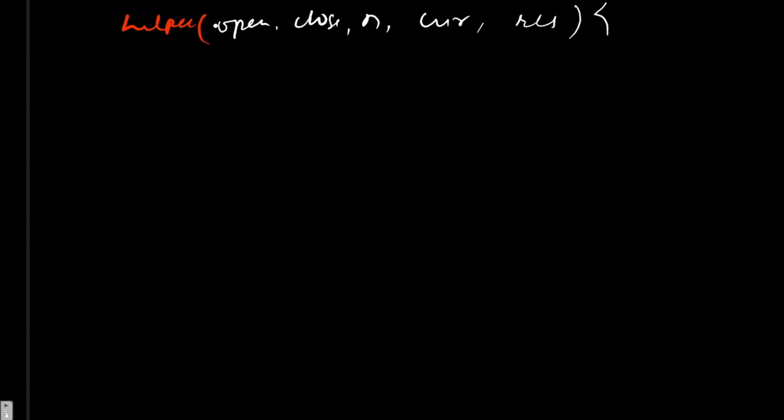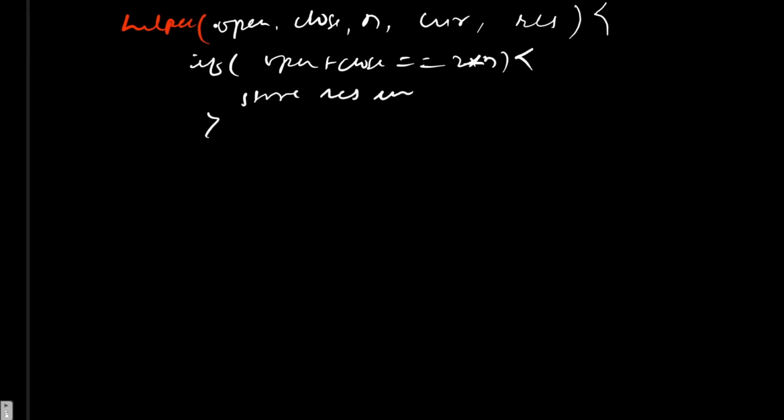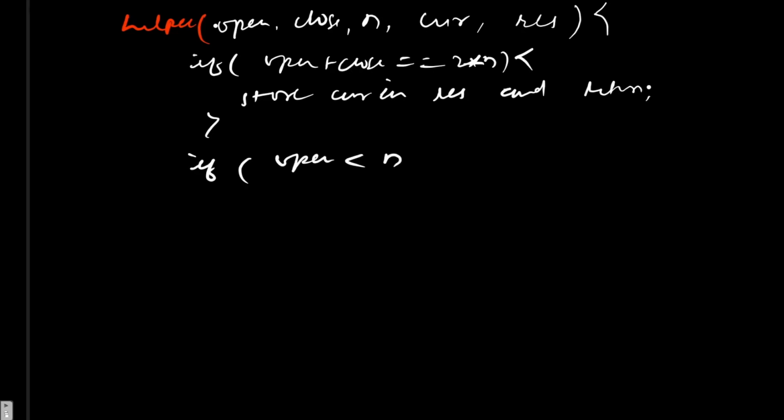And what is the base case that we have to follow? If we find that open plus close is equal to 2 times n, then we store our current value in result and return. And what were those two conditions? The first condition: if we find that open is less than n, then we will append an open brace. And if we find that close is less than open, then we will append a close brace.